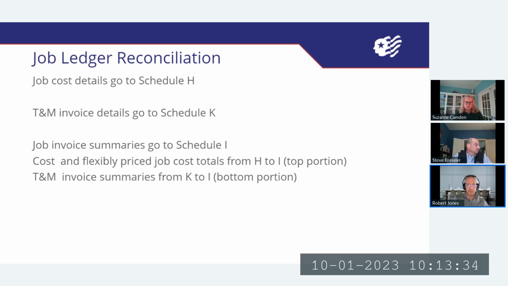So cost type, flexibly priced, T&M, fixed price, all are listed on Schedule H at the job or task order level. Again, we have the breakout by cost element. We have the breakout by contract type. The only exception to that is your commercial work, which can be listed as a single line item. We don't have to list out all of the details of your commercial jobs because obviously they're commercial. That's not what the government is looking at, but you do need to list the total of all of your commercial work, and again, that can be a single line item.